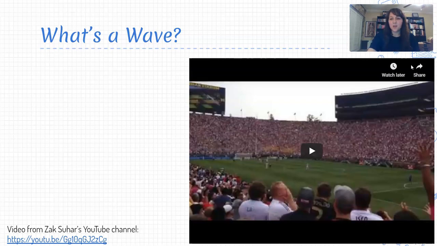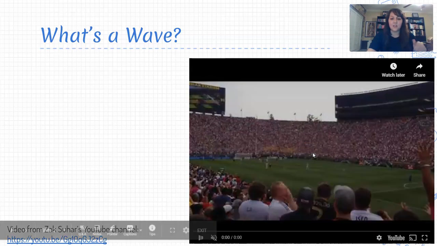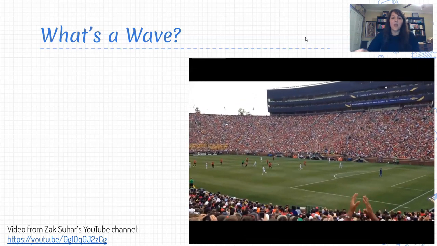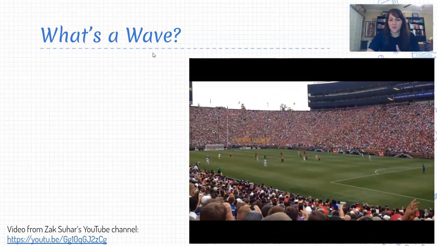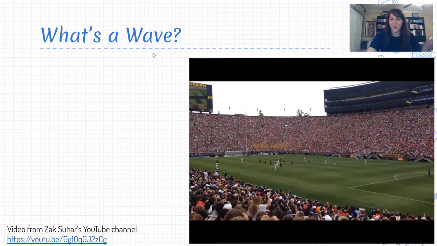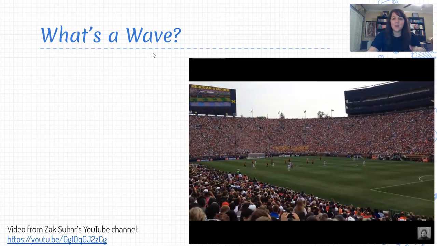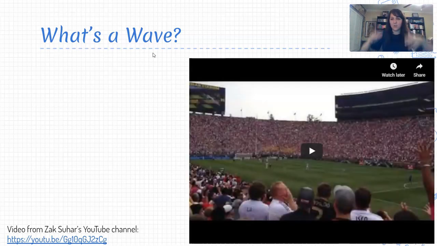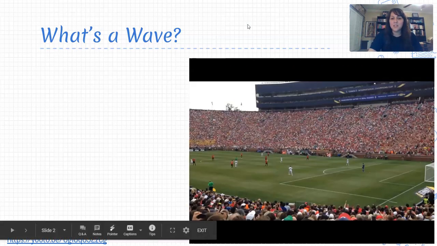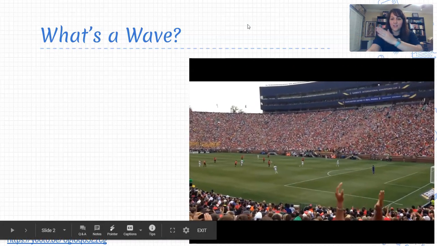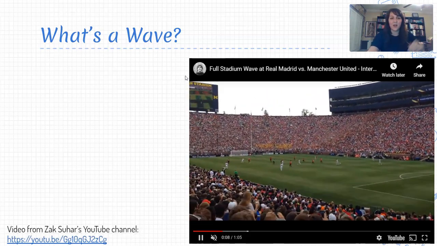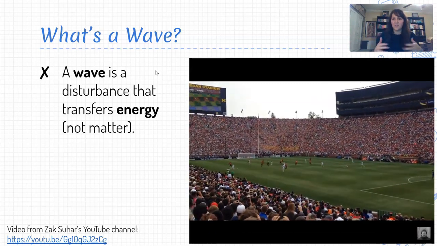Okay, so we're going to start off with just what a wave is. Now, if you did the investigation last time, you had a chance to watch this video of the wave being done through a stadium. And I asked you, what was moving through the stadium here? What is this wave? And so what I hope you notice is that what's actually moving is not people exactly. Yes, there are people moving up and down, but as we see the wave moving from right to left here, it's not like there's one person that's moving from seat to seat all the way around. What's really moving along with that wave is energy.